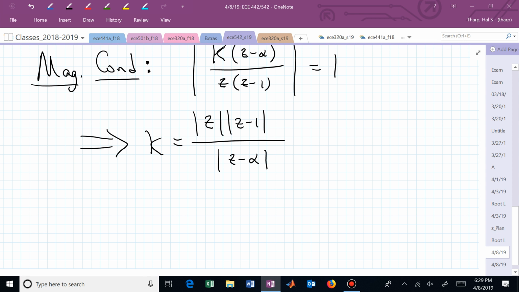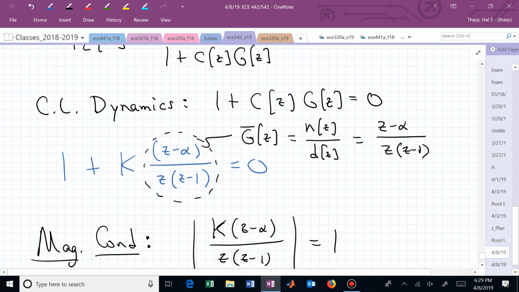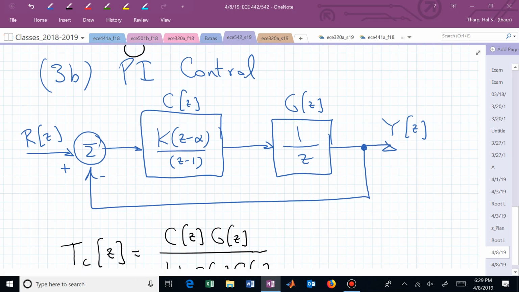Yes, question? For the denominators of the C of Z, is that always Z minus 1? So I think the question was the structure of this. If it's a PI controller, what do we know the denominator factor looks like? It's always going to be Z minus 1. That's fixed. Was that your question? So that's always fixed, and the only adjustability we have is with the gain K and this zero location alpha in the expression for C of Z.